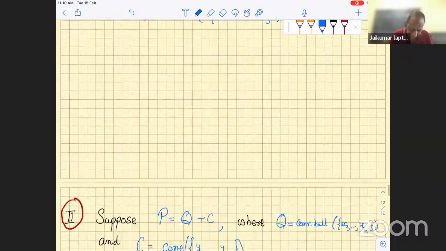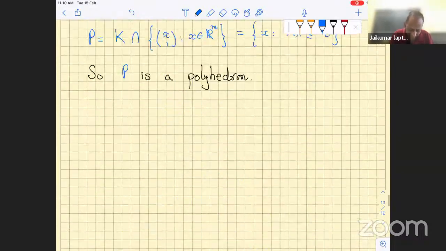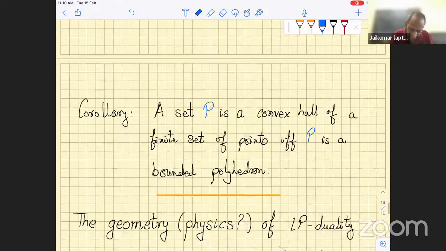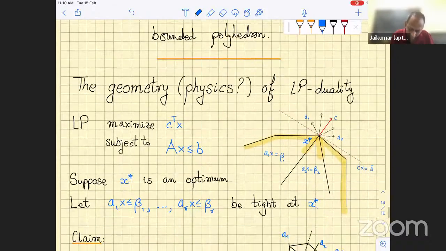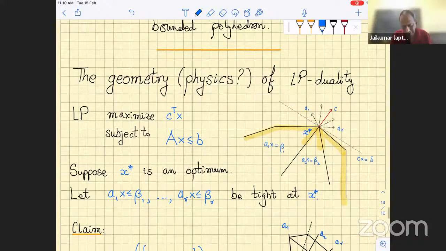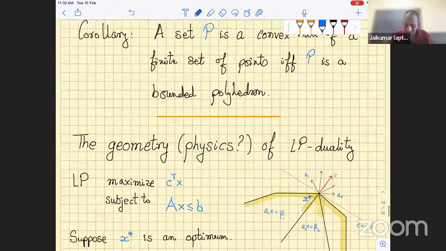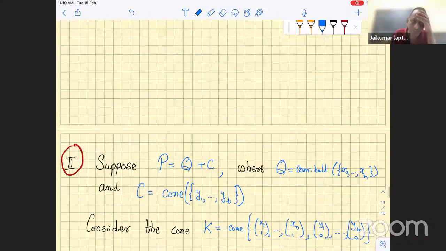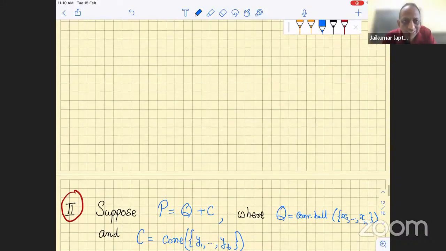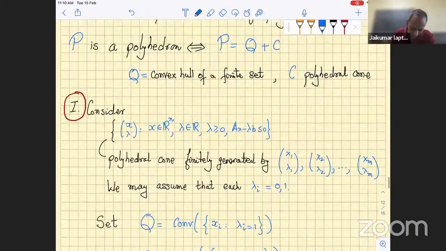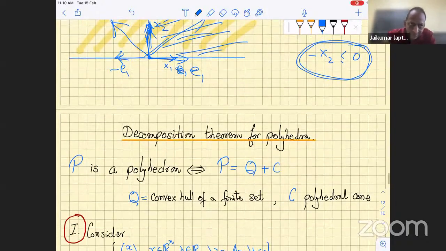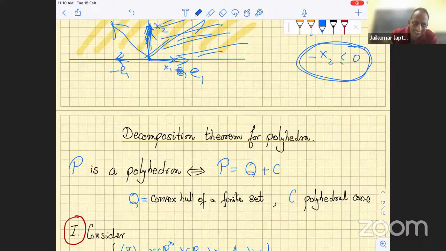And then the geometry of LP duality, all that next time. We are a little slow, but it's okay. I didn't prepare properly. Okay, good. Any other questions? Okay, thank you. Thank you very much.